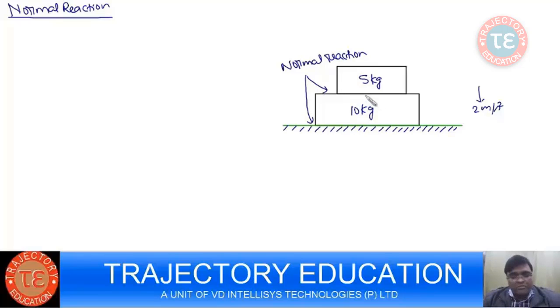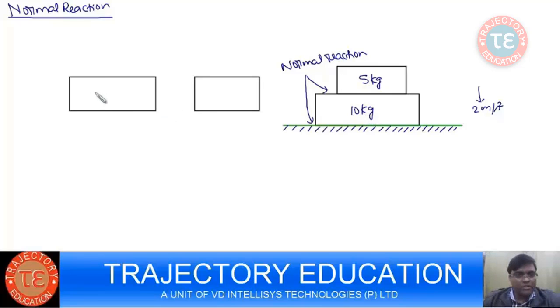So the first thing we have to do is draw the free body diagram. I'll draw the free body diagram of the 5 kg and I'll draw the free body diagram of the 10 kg mass. So let's draw the free body diagram. Alright. This is the 10 kg body and this is the 5 kg body. You first show all the forces. Please show all the forces acting on these bodies.